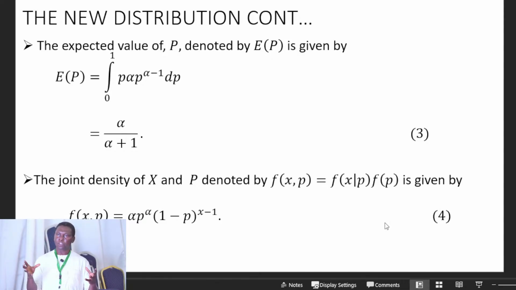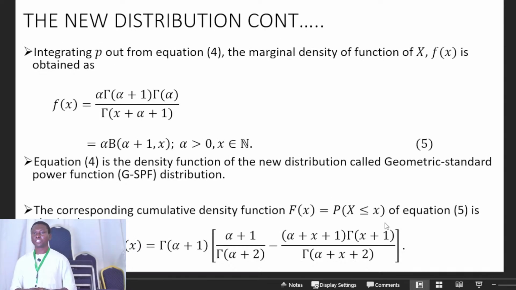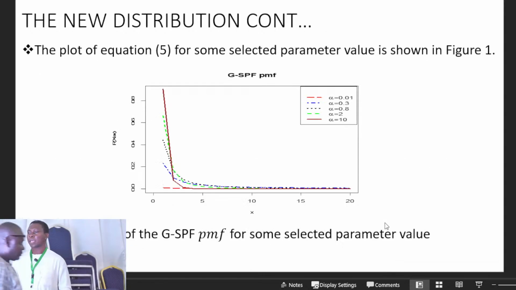So if we have the joint density function of X and P, then integrating out P from equation 4, we have the resultant or marginal distribution, which is given as equation 5. And this marginal distribution is what we regard as the new compound distribution. And we called it the geometric standard power function. The corresponding cumulative distribution function of equation 5 is given as that, which is the probability that X is less than or equal to small letter x.